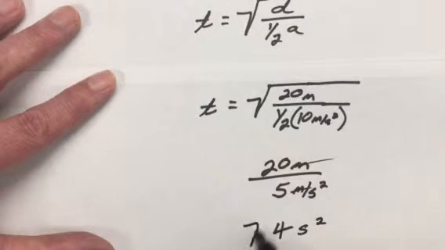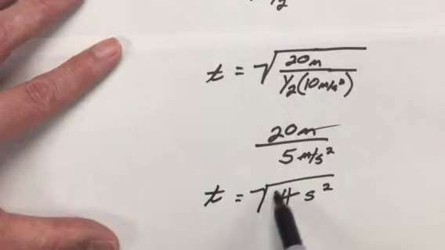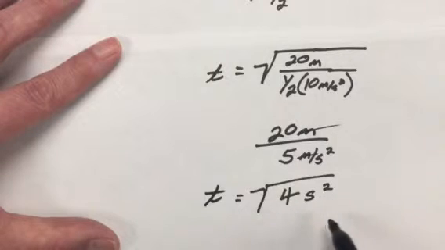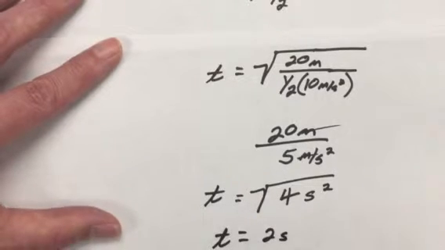Now, because you're going to take the square root of it, that's going to get rid of the seconds squared and just leave you in seconds. Hang in there with me. So time now equals the square root of 4, and the square root of 4 is 2. So our time equals 2 seconds.